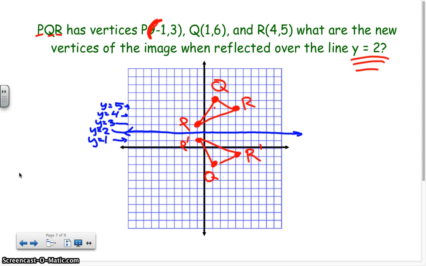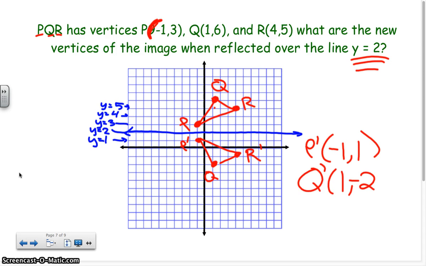That is my reflected image of my triangle PQR. But it's asking, what are the new vertices? Well, the vertex P prime looks like (-1, 1). Q prime, the new vertex, is (1, -2). And R prime, my new vertex, is 1, 2, 3, 4: x is 4, y is -1. Those are my new vertices.